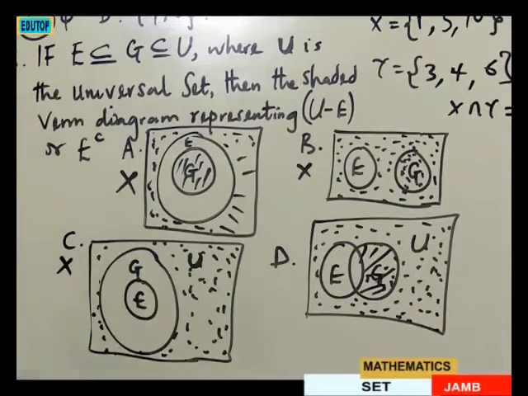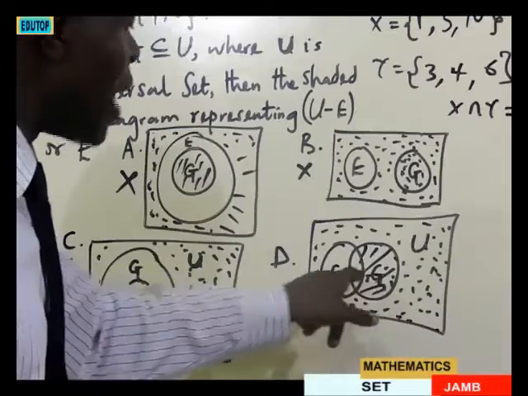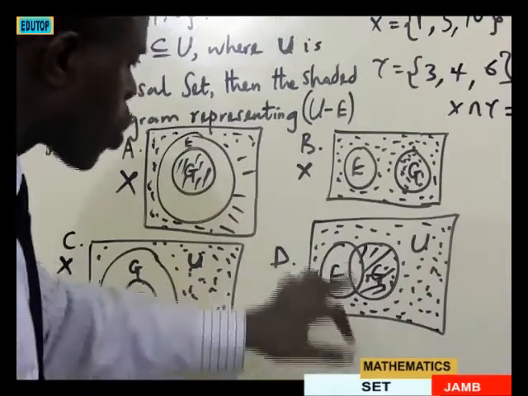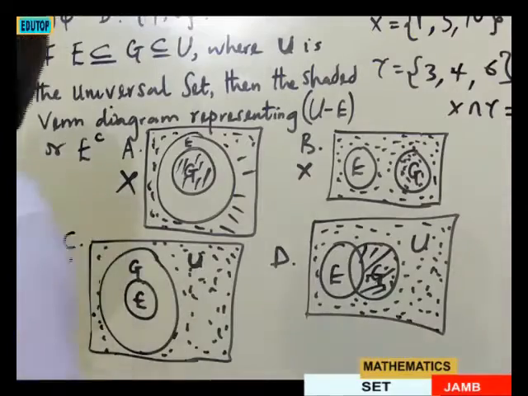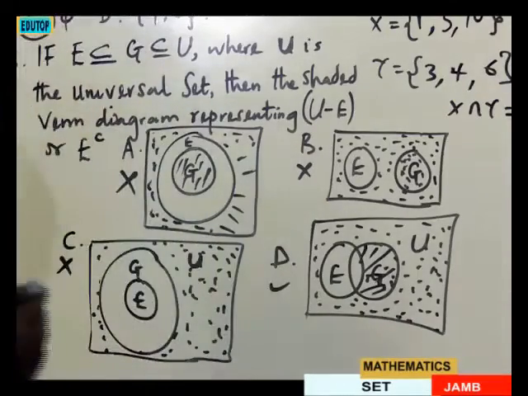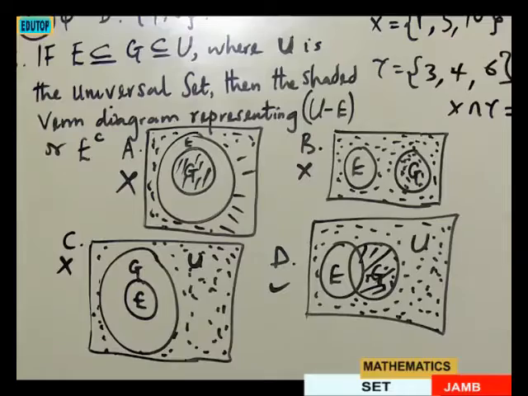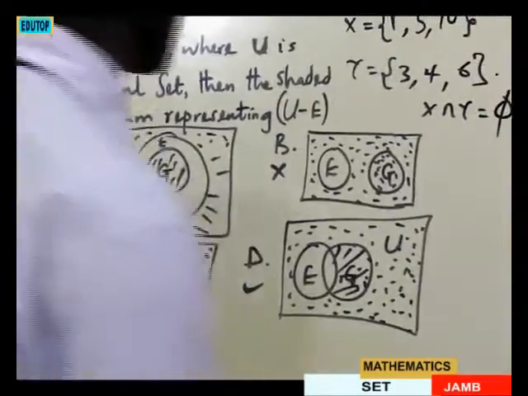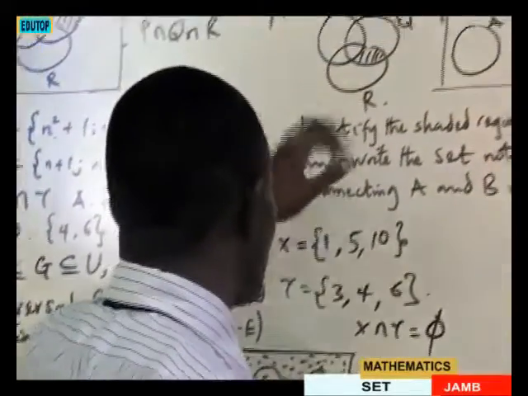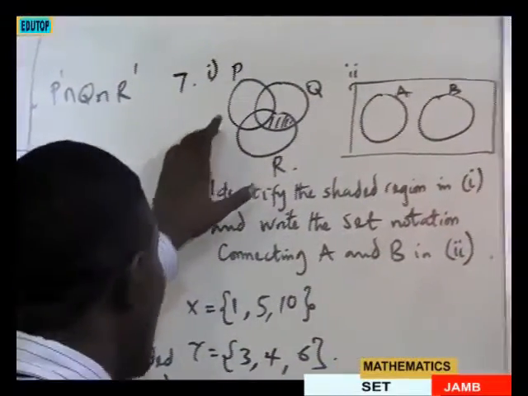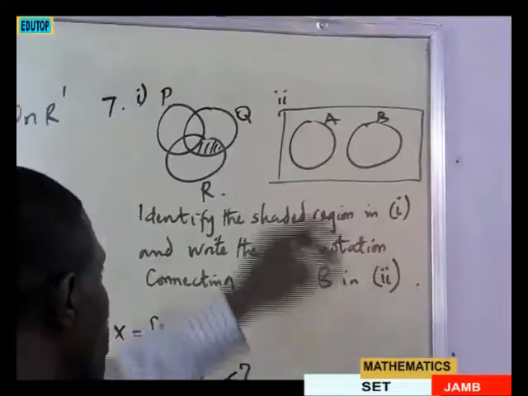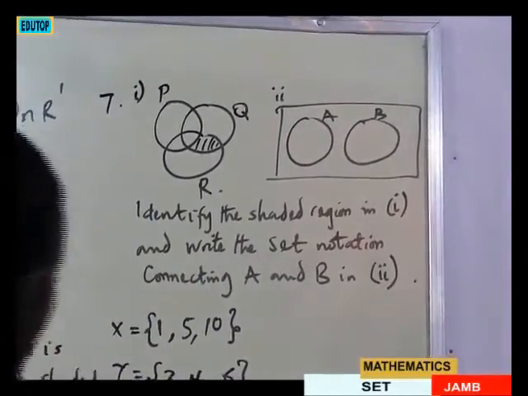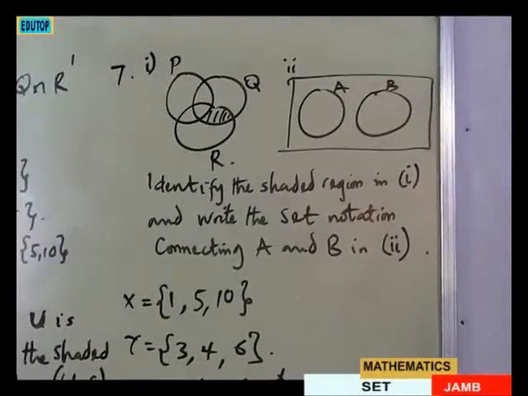Then the last one here, you can see E and G, there is a point of intersection, and also the region of E is not shaded, which makes it what? E complement. So automatically D will definitely be the answer here. Then the last question here says that we should identify this and this. Identify the shaded region here. We have to identify the shaded region.